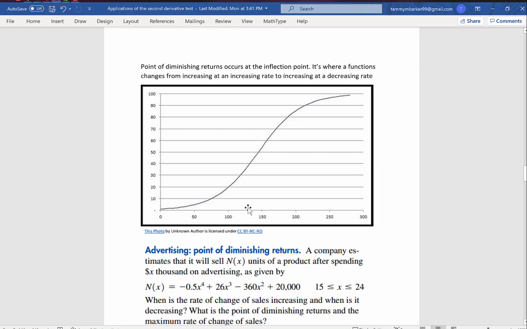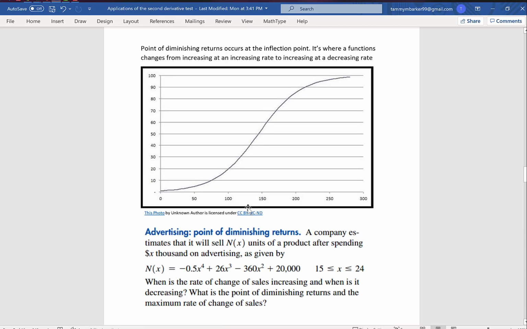In business, we call this the point of diminishing returns. So the point of diminishing returns occurs at the inflection point. It's where the function changes from increasing at an increasing rate to increasing at a decreasing rate. Let's look at an example to see how that would work.